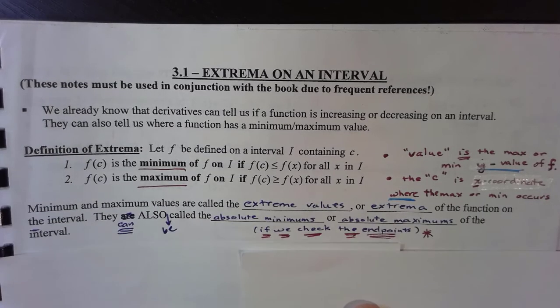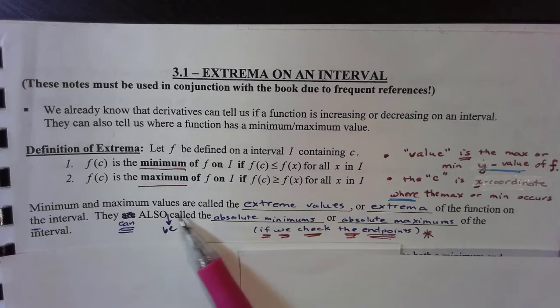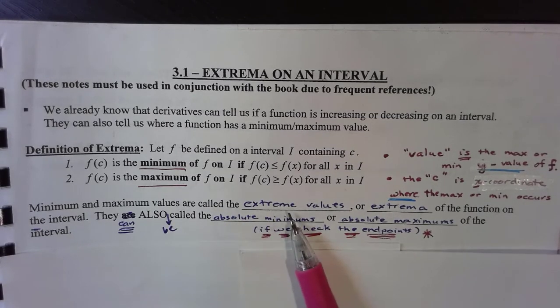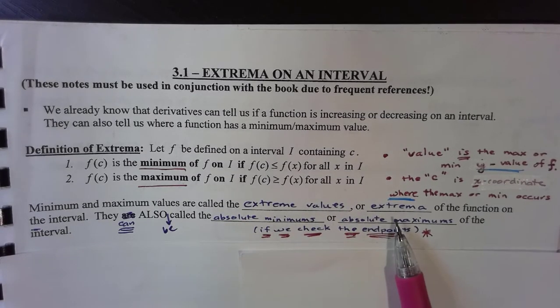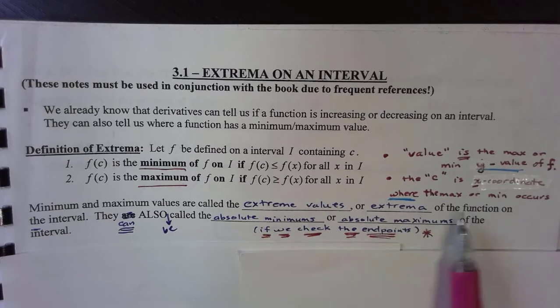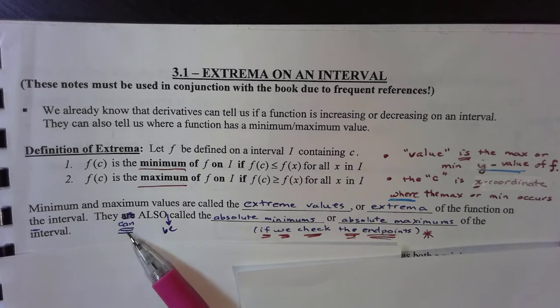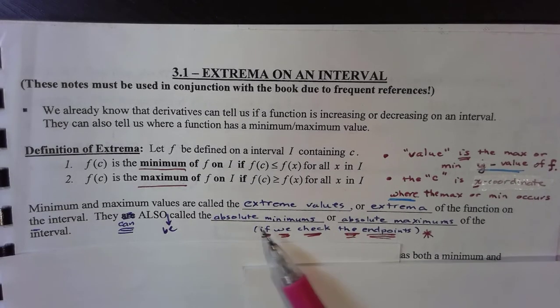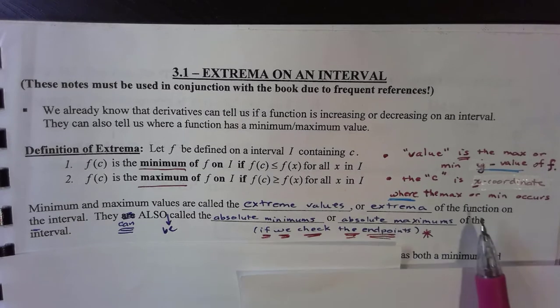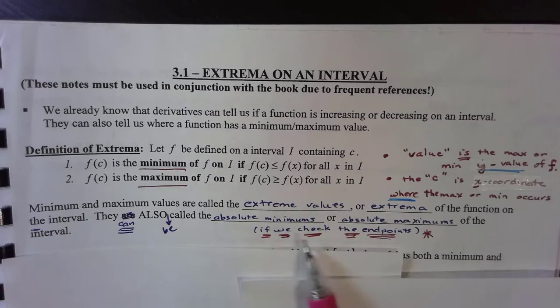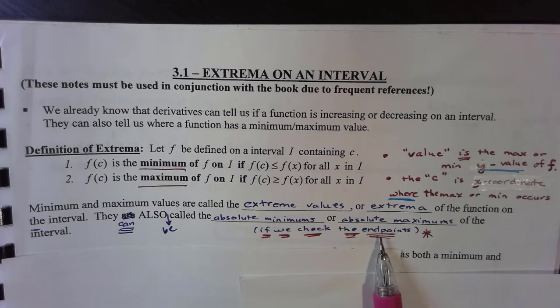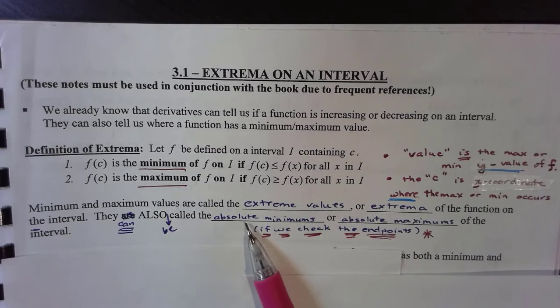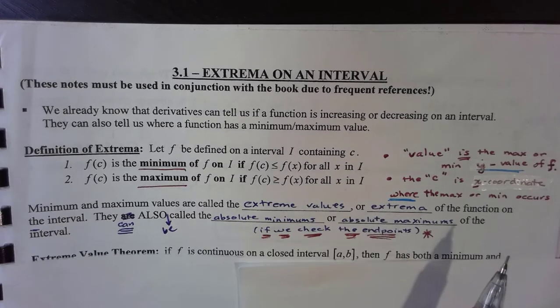Now, minimum and maximum values are also called the extreme values, or extrema, which is extreme values, of the function on the interval. They can also be called the absolute minimums or the absolute maximums of the interval if we check the endpoints. We must check the endpoints for absolute minimums and absolute maximums.